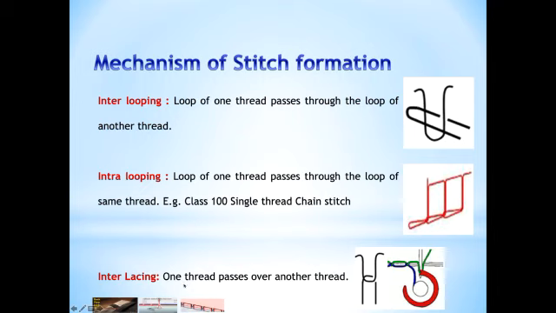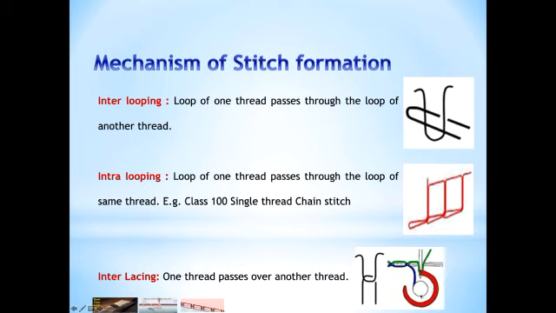Then a third mechanism by which the stitch is formed is known as interlacement. Interlacement means where one thread passes over another thread. Here we can see one thread is passing over the other thread. Interlacement is more or less similar to the interlacement of warp and weft we have observed or studied in woven fabrics, how the woven fabric is formed by the interlacement of warp and weft yarns.